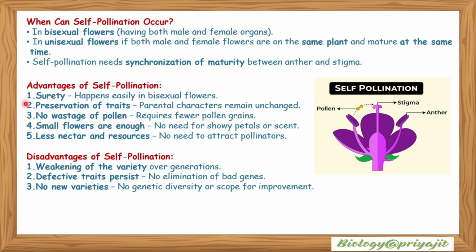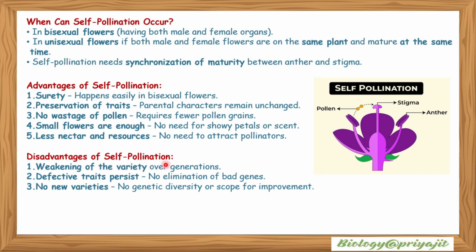So we should know the advantages of self pollination. Surety happens easily in bisexual flowers. Preservation of traits: parental characters remain unchanged. There is no wastage of pollen, which requires fewer pollen grains. Small flowers are enough, with no need for showy petals or scent. Less nectar and resources are needed, with no need to attract pollinators.